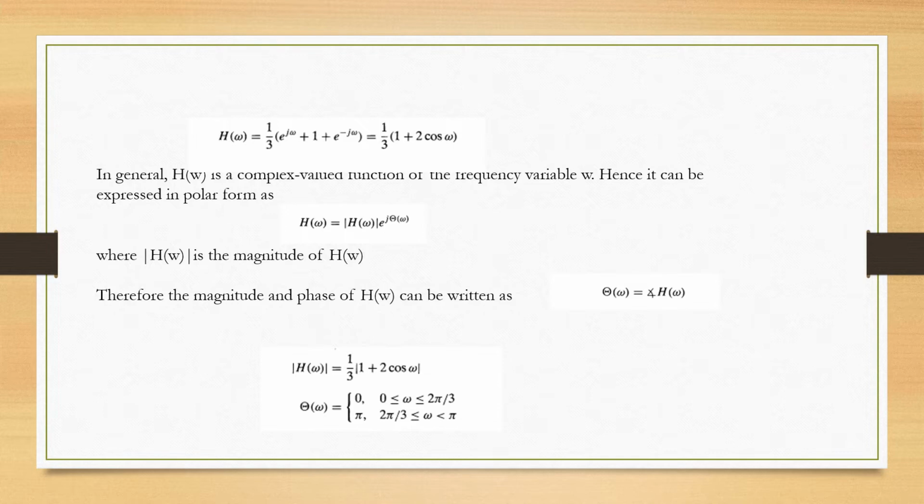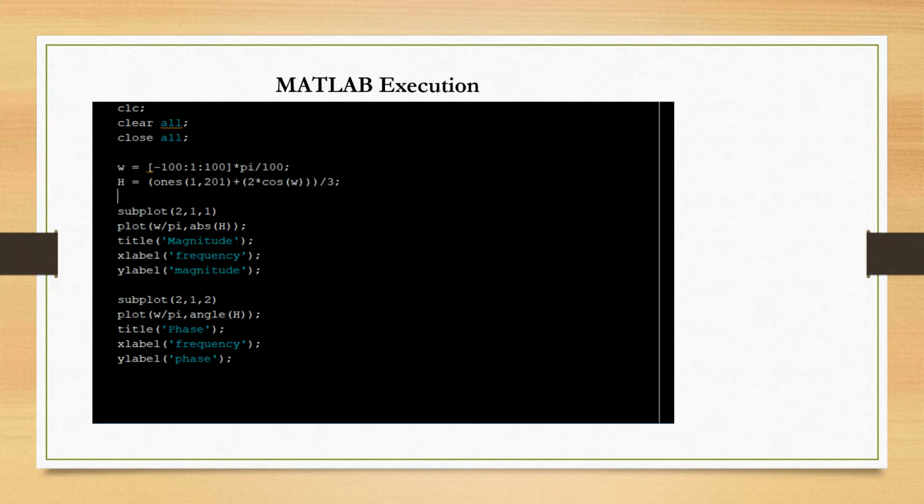In general, H(ω) is a complex valued function of the frequency variable ω. Hence it can be expressed in polar form as H(ω) = |H(ω)| e^(jθ(ω)), where |H(ω)| is the magnitude of H(ω). Therefore, the magnitude and phase of H(ω) can be written as |H(ω)| = 1/3 (1 + 2 cos ω), and θ(ω) equal to 0 when ω lies between 0 and 2π/3, and π when ω lies between 2π/3 and π. This is the MATLAB code which needs to be executed.